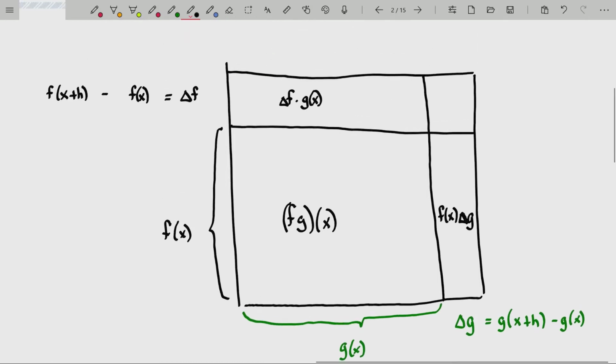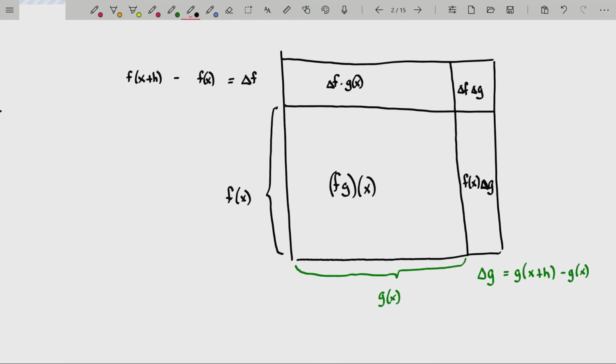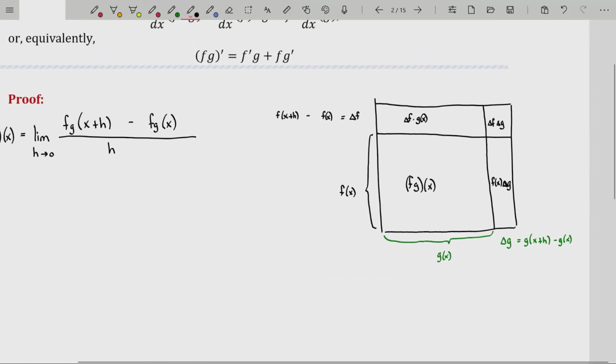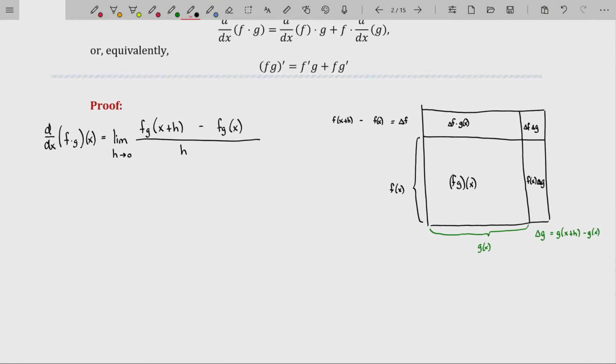Finally, you can easily see that small little box right here. We can find its area by height times width. The height is delta f, the width is delta g. So delta f times delta g. I hope that's okay. These deltas just mean slight changes in output. That's all I'm really saying, is I have a slight change in output. Nothing big. Now let's zoom out because I need to bring this back to my proof.